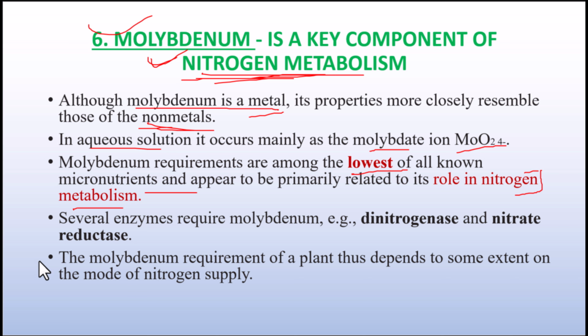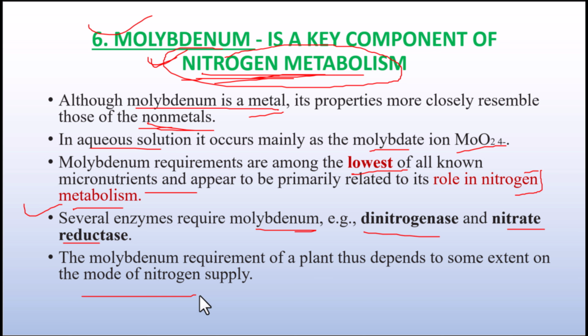There are several enzymes that require molybdenum, for example, dehydrogenase enzyme and nitrogenase reductase enzyme. Both enzymes are required in nitrogen metabolism. And the molybdenum requirement of the plant thus depends to some extent on the mode of nitrogen supply. If molybdenum is absent, then these two enzymes do not function properly.